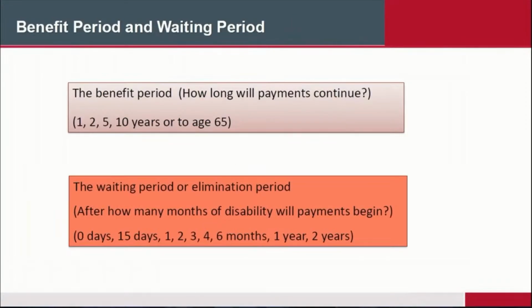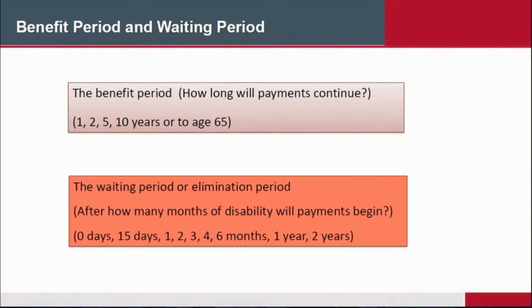Okay, let's go on. Now, once we've established how much the coverage will be, depending on this person's income and everything else, the next thing we have to establish is the benefit period. In other words, how long will these payments continue? As shown in the slide, it is 1 year, 2 years, 5 years, 10 years, or age 65. 1 year is kind of unusual. Most of the time it's 2 years, 5 years, 10 years.